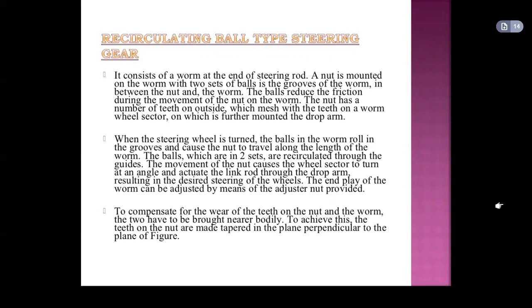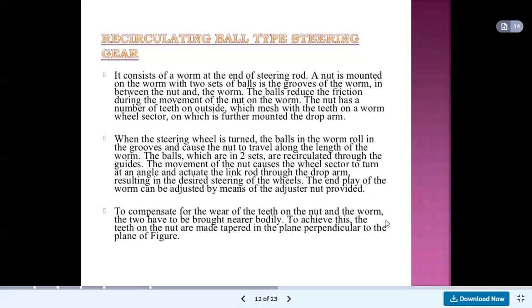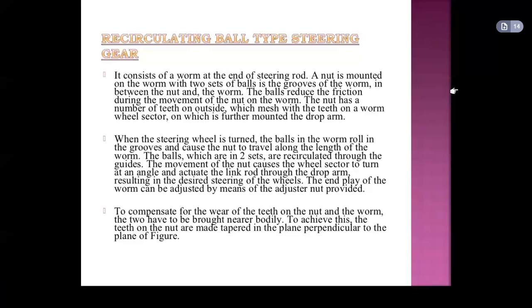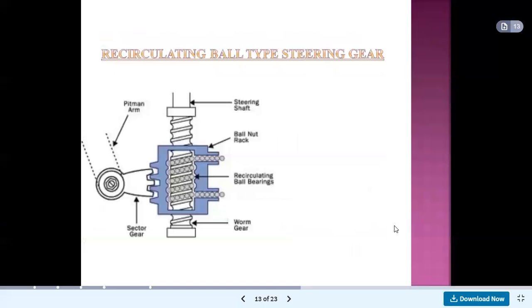The end play of the worm can be adjusted by means of the adjuster nut provided. To compensate for the wear of the teeth on the nut and the worm, the two have to be brought nearly close to each other. To achieve this, the teeth on the nut are made tapered in the plane perpendicular to the plane of the figure.